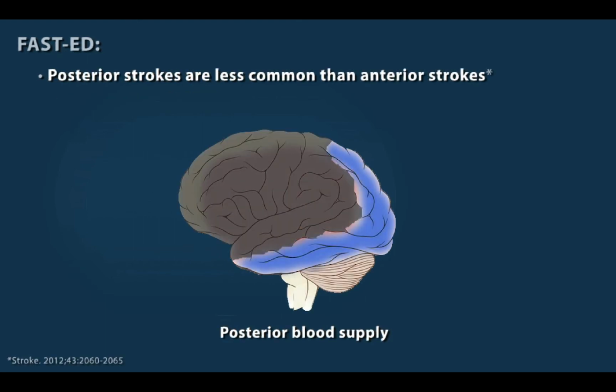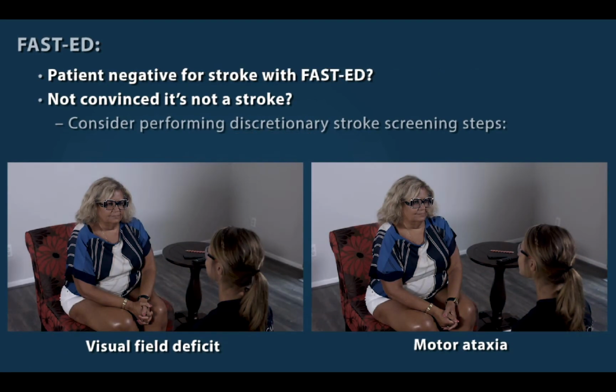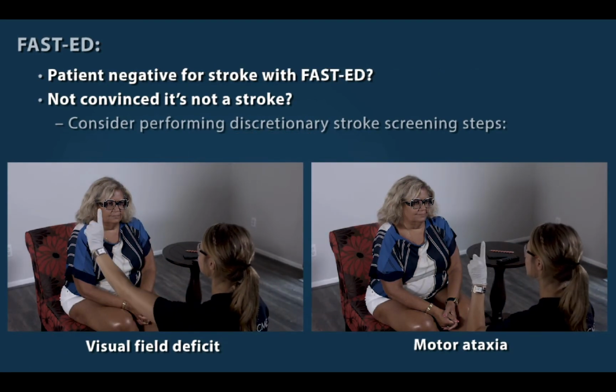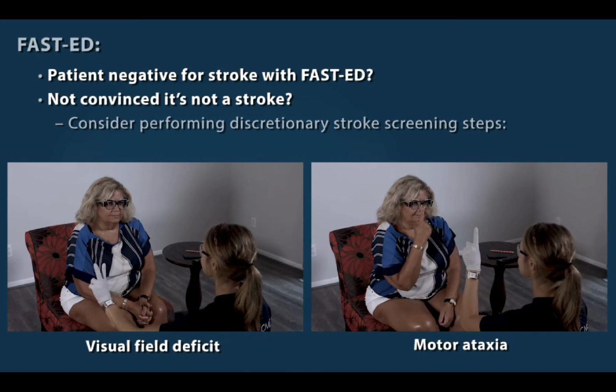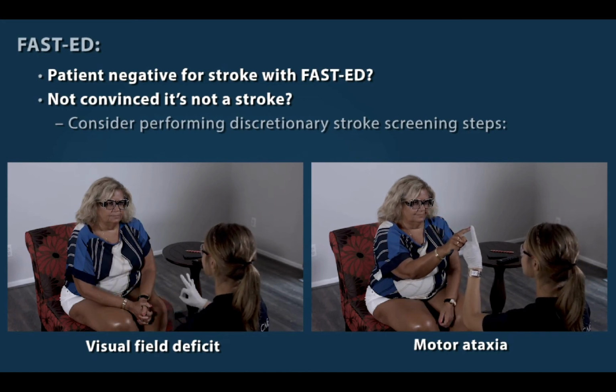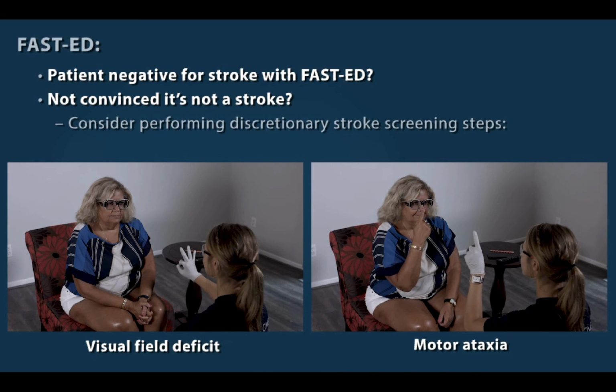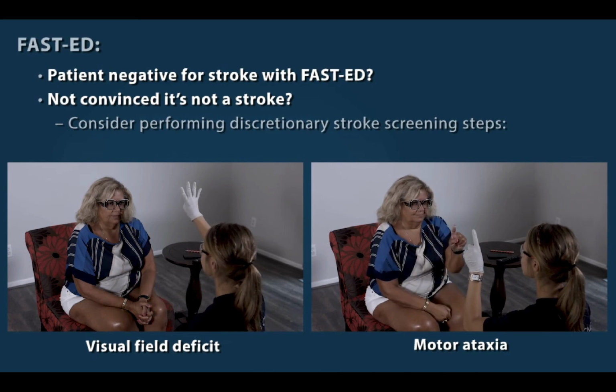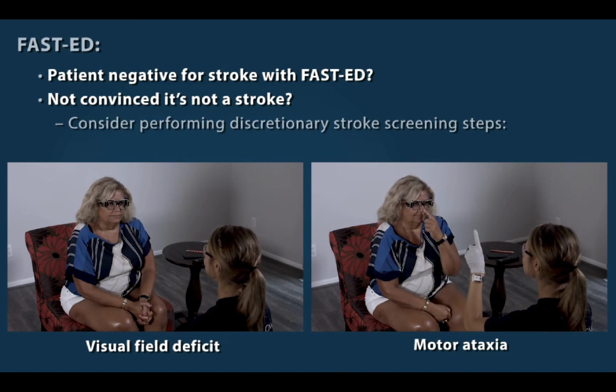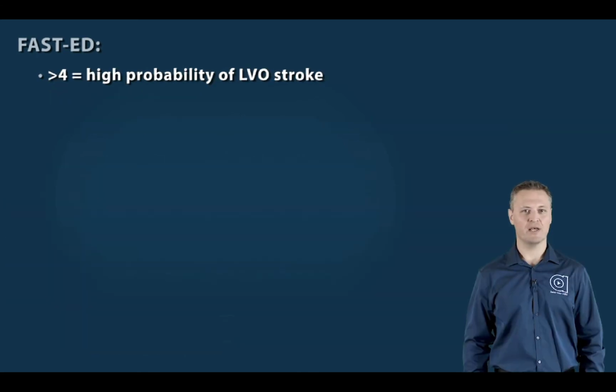Posterior circulation strokes are much less common than anterior circulation strokes and are less likely to be detected during a standard stroke screen. Consider performing discretionary stroke screening steps, for example, a visual field test or motor coordination test, when the patient is negative for stroke on the FAST-ED scale but presents with an acute neurological complaint that cannot be attributed to another cause. Again, a FAST-ED score of 4 or greater indicates a high probability of LVO stroke.